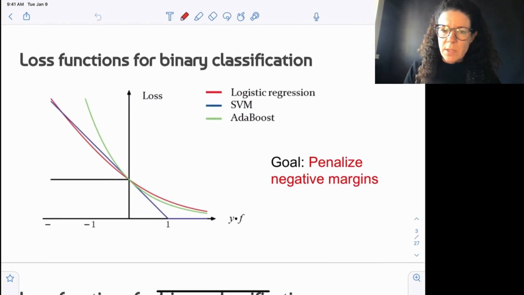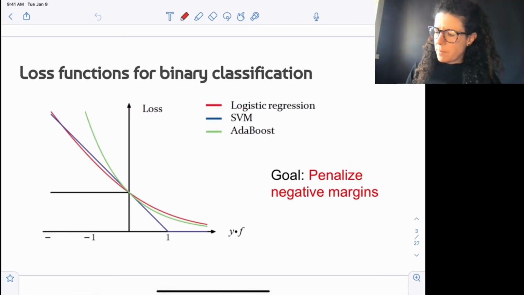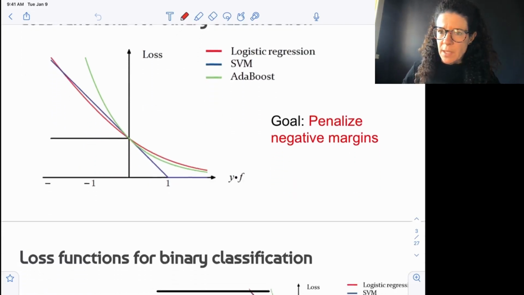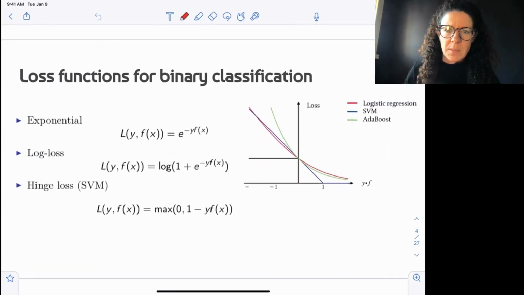So in previous videos, we talked about the margins for binary classification. We also talked about three different loss functions, all of which are trying to penalize the negative margins in different ways. And in particular, how the loss function for AdaBoost was an exponential loss function. Here is briefly the same slide I had before on the different loss functions, and in particular the exponential loss function for AdaBoost.